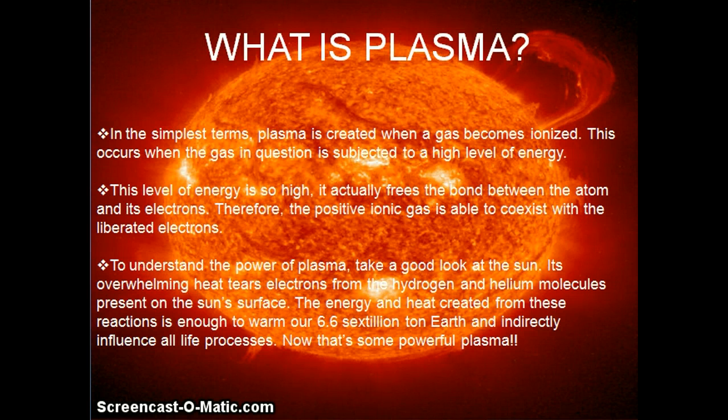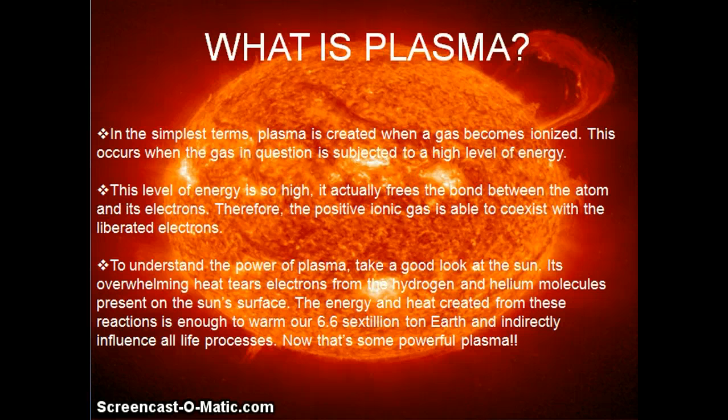Now, for starters, we need to learn what plasma is. In the simplest terms, plasma is created when a gas becomes ionized. This occurs when the gas in question is subjected to a high level of energy. This level of energy is so high, it actually frees the bond between the atom and its electrons. Therefore, the positive ionic gas is able to coexist with the liberated electrons.